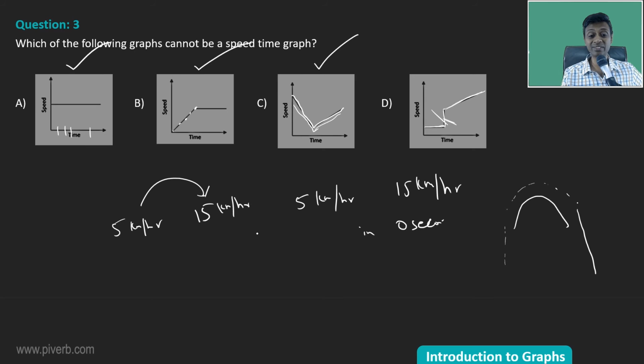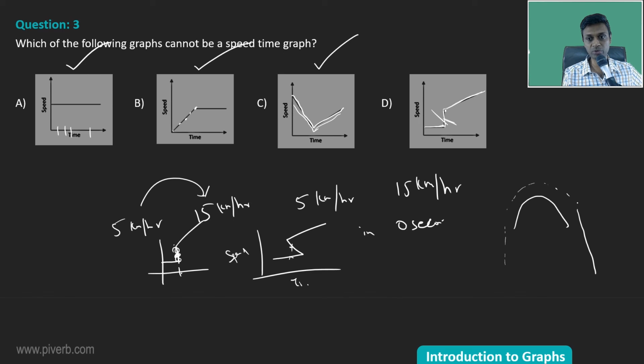The speed graph, speed and time. You cannot have a graph like this, where there are two possible speeds for the same time. That's impossible. You cannot have a graph going back. We cannot have a graph which goes vertically up. That means I have multiple speeds at the same time slot. At a time of say 40 seconds, I have 3, 4, 5, 6, 7 different speeds.